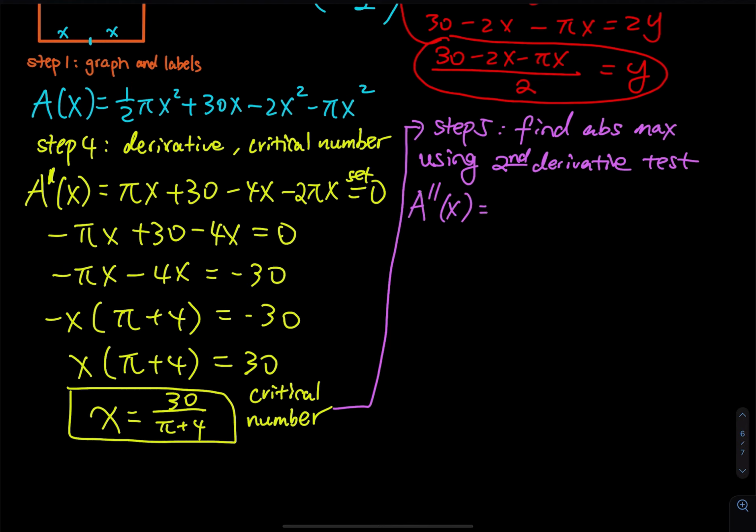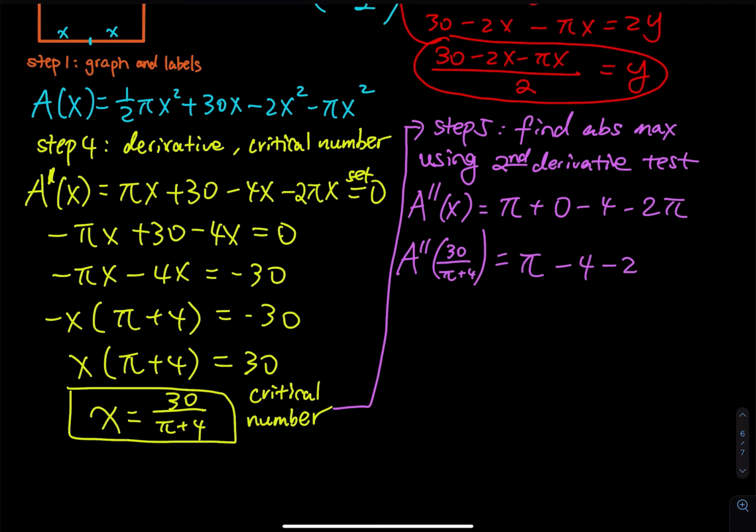A double prime of x. So the pi x becomes a pi, right? The 30 becomes a 0, and then a minus 4, and then minus 2 pi. Do we have to set that equal to 0? No. All you have to do is plug in 30 divided by pi plus 4. So that equals pi minus 4 and then minus 2. Oh, you know what? There is no x, right? So this is only equal to minus 4 minus 2 pi.